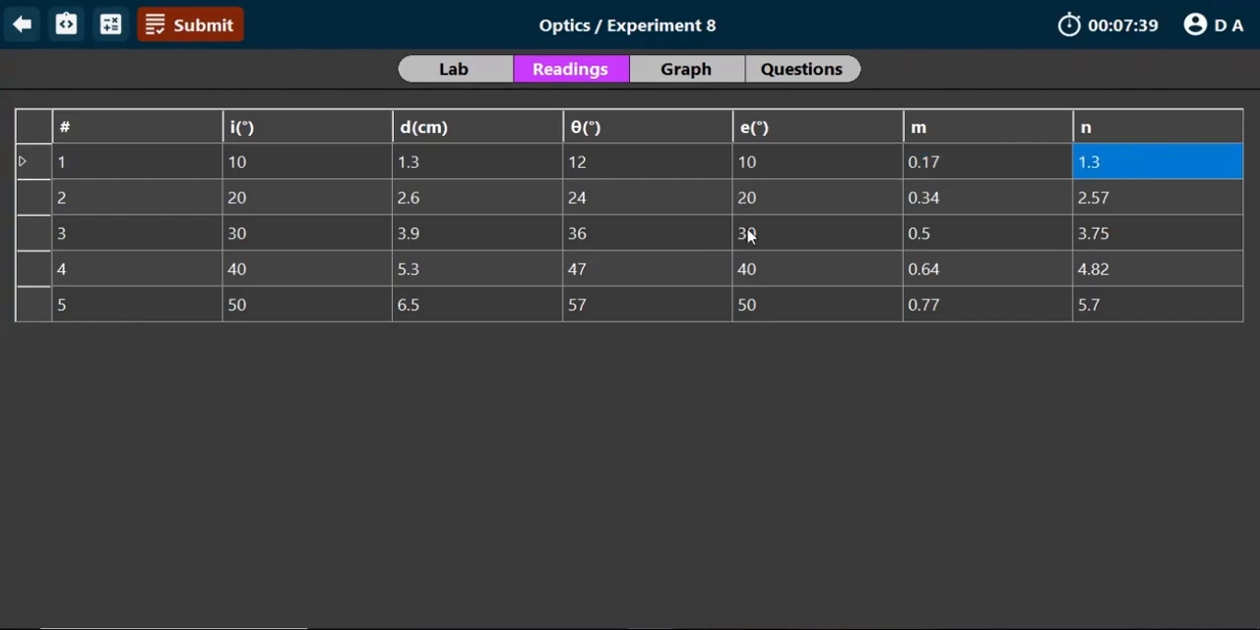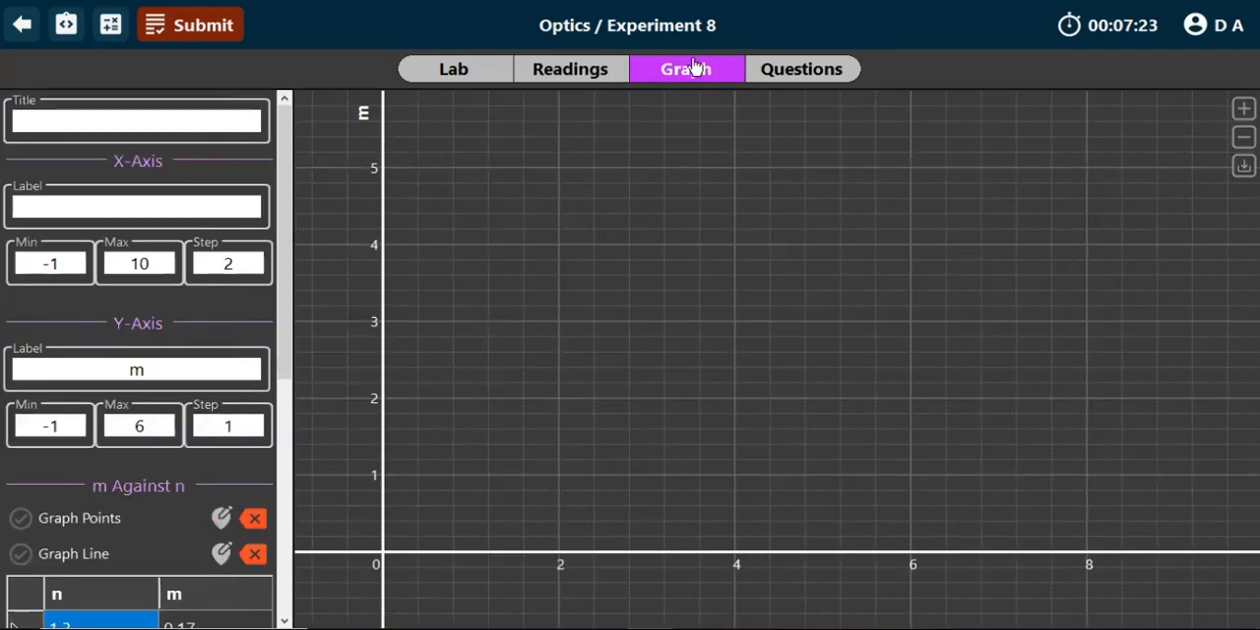Okay, so this is the complete reading based on this triangular prism and based on the width of the rectangular prism. But if you have a different refractive index, if you have a different rectangular width, the reading might change.